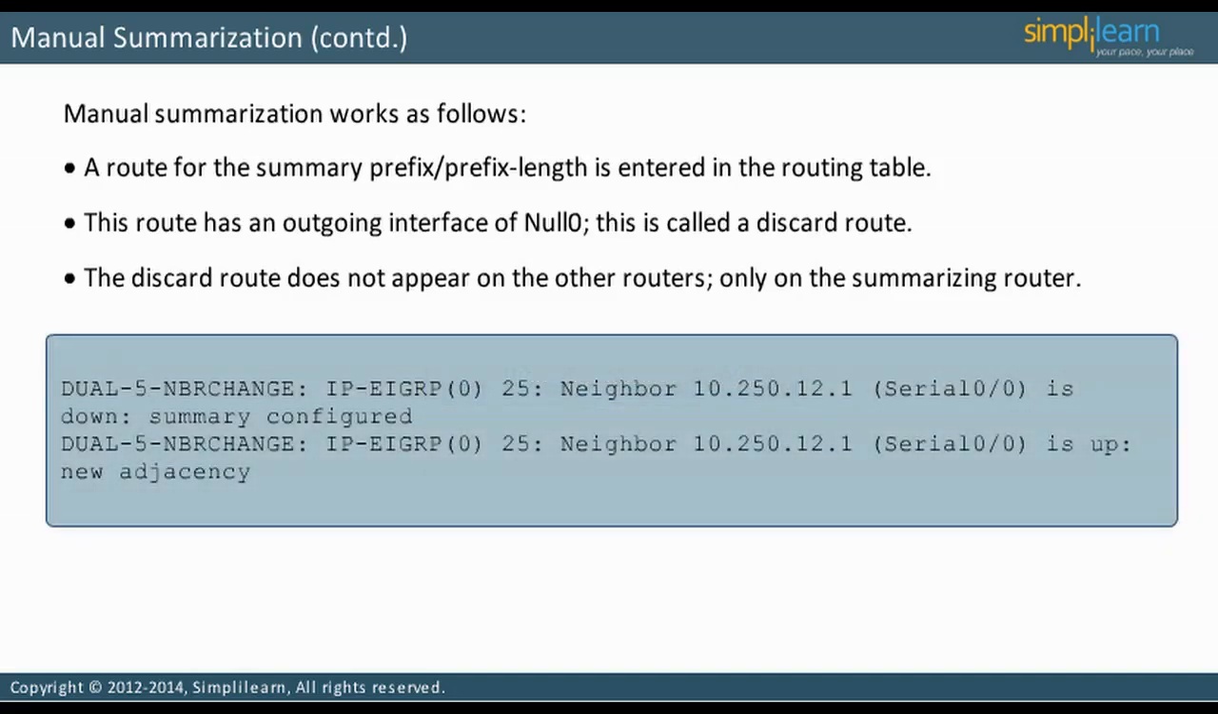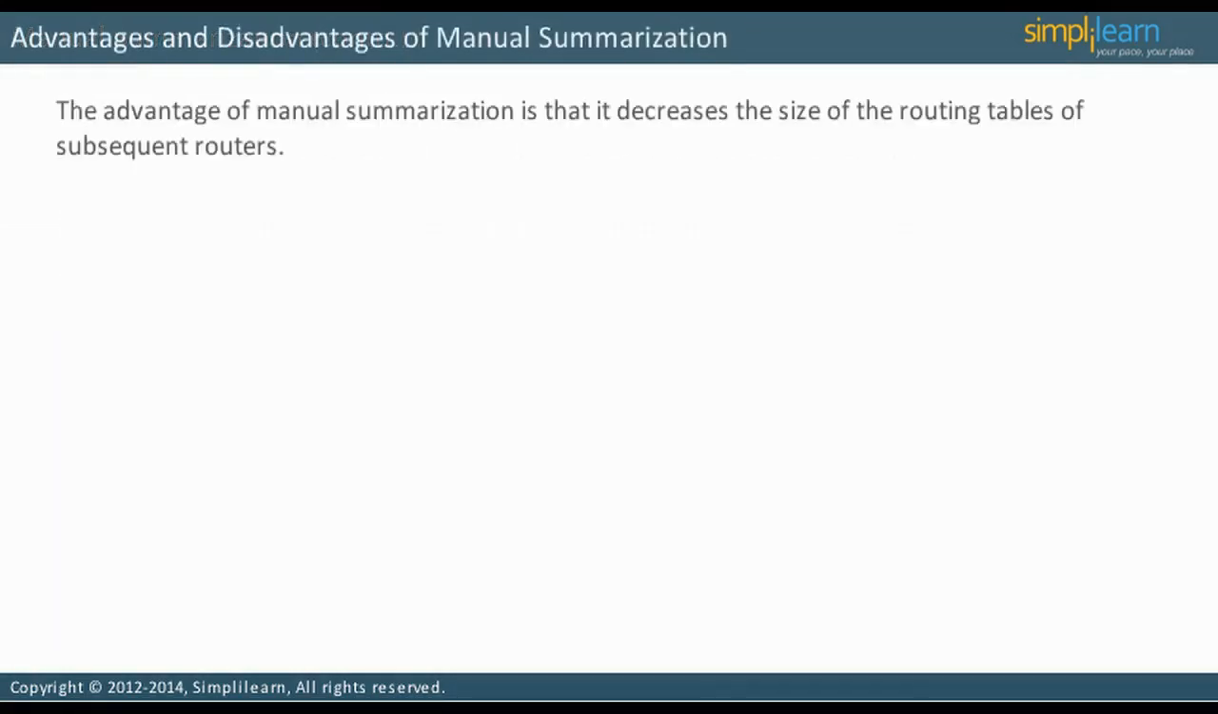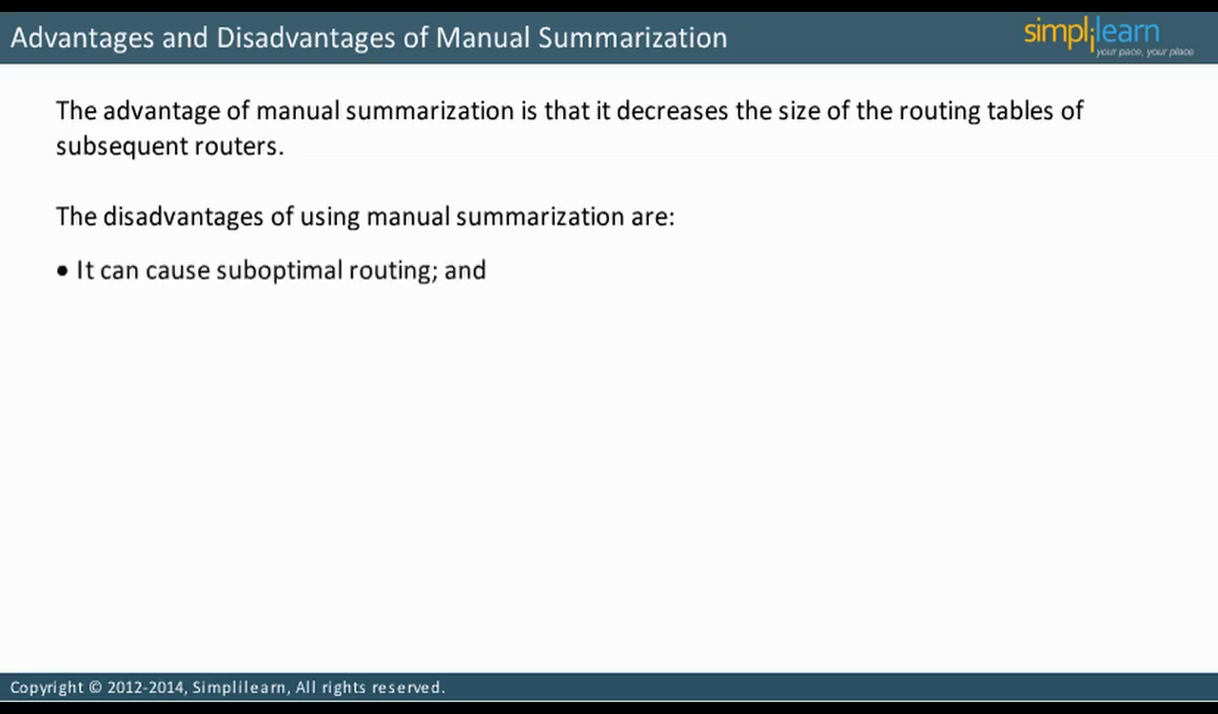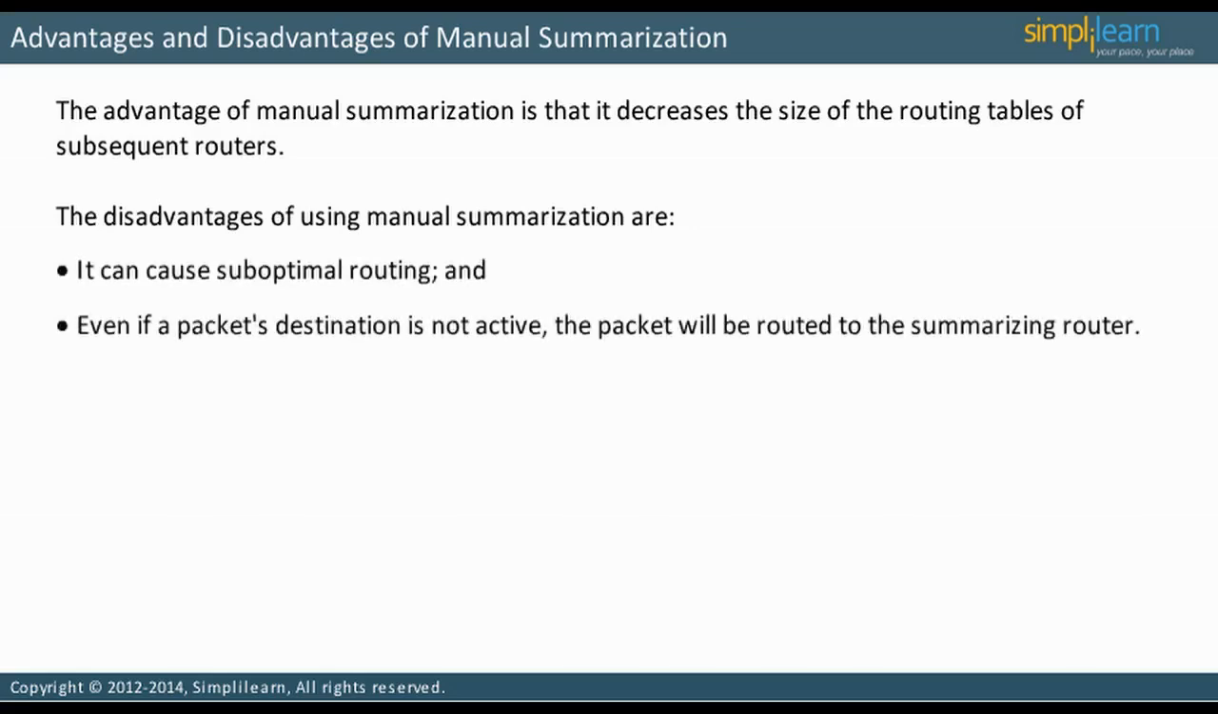Let us now discuss the advantages and disadvantages of manual summarization. The advantage of manual summarization is that it decreases the size of the routing tables of subsequent routers, although not that of the summarizing router. A disadvantage is that it can cause suboptimal routing. Packets routed to inaccessible destinations will be routed to the summarizing router before being discarded. A summary route is only removed from the routing table if all its component routes are removed. This is what causes the suboptimal routing.